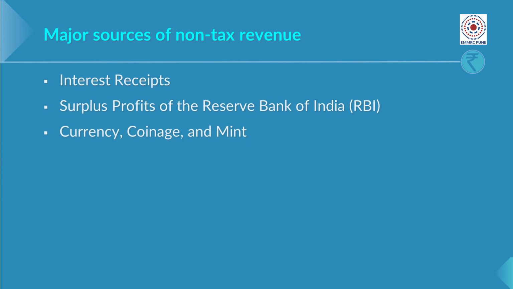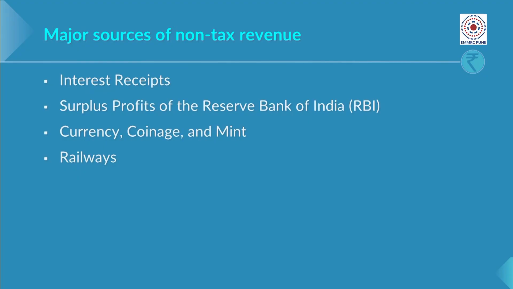Currency, coinage and mint. These are the income that the government earns by issuing currency and coins in the country. The government has the sole authority to issue currency and coins in India. The difference between the face value and the cost of production of currency and coins is known as seigniorage, which is a source of non-tax revenue for the government. The government also earns income by minting commemorative coins and selling them to collectors.